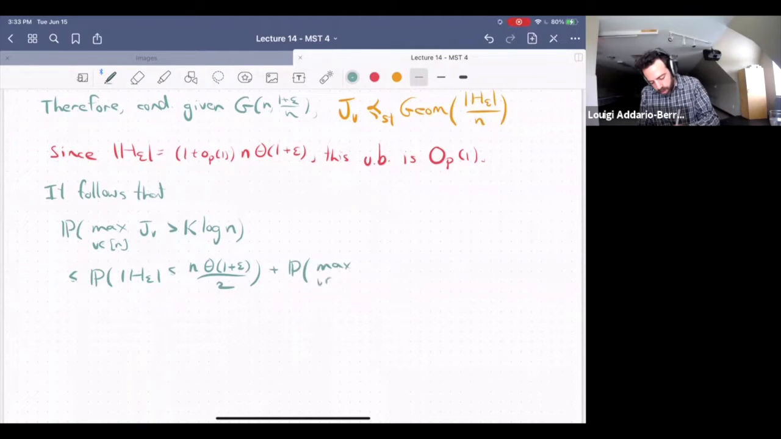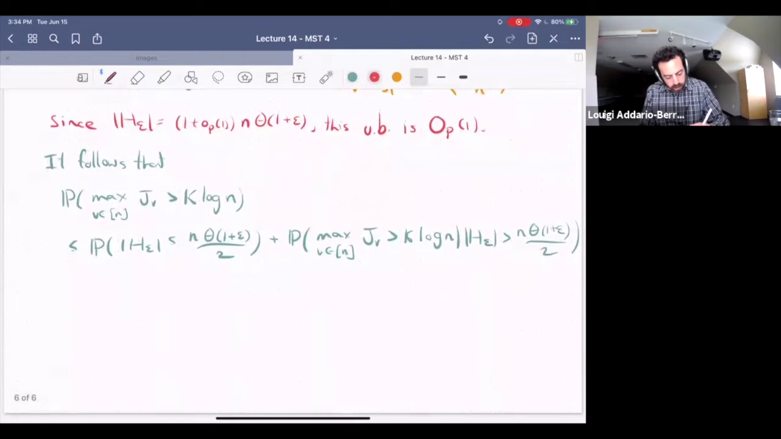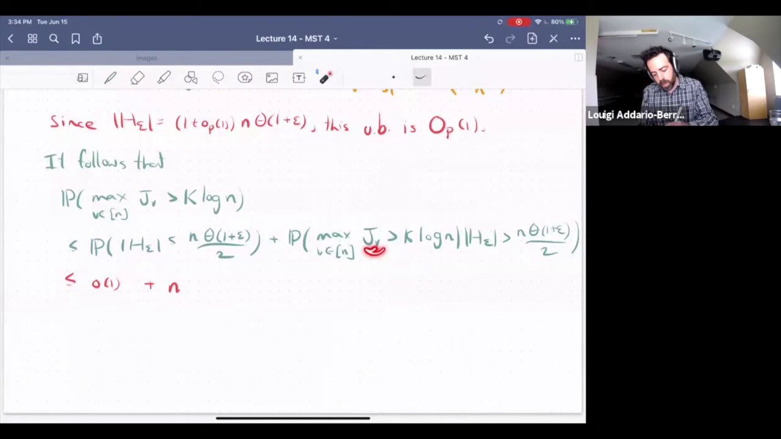And the good news situation, where that size is not too much smaller than it's supposed to be, so I'll write, for that term we bound this by the probability that the maximum is bigger than k log n, given that the giant has size bigger than half its expected value. The first term is little o one by the law of large numbers, and the second term is, just by union bound, n times the probability that one of these terms is bigger than k log n, given this, which is just the probability that a geometric with success parameter theta 1 plus epsilon on 2 takes value bigger than k log n, right?